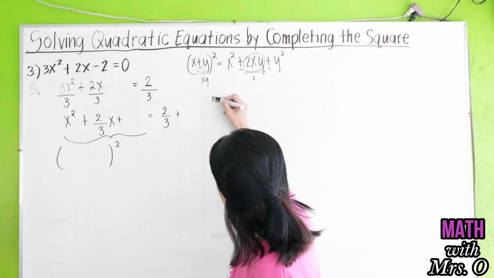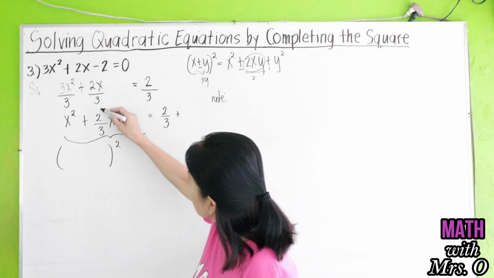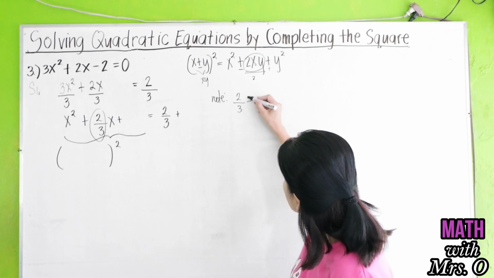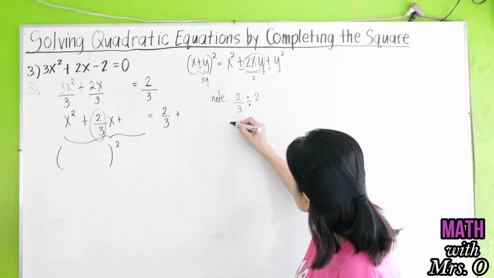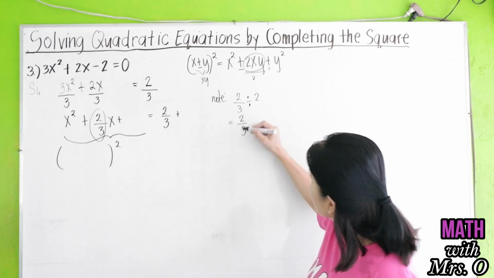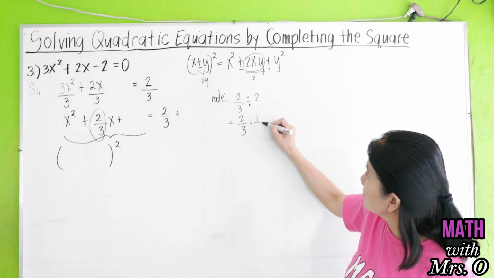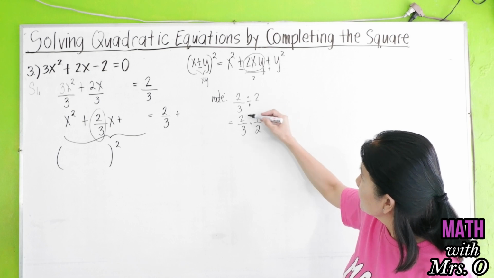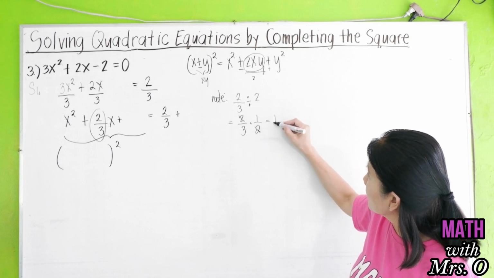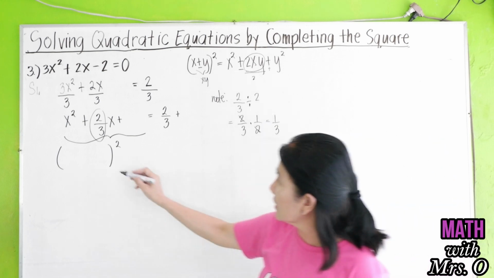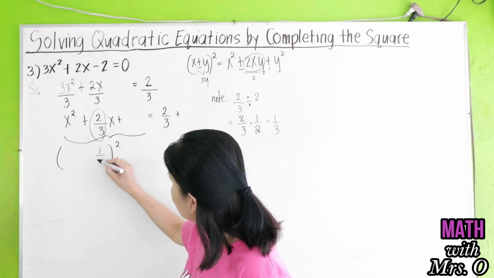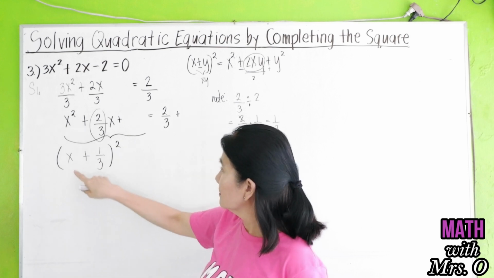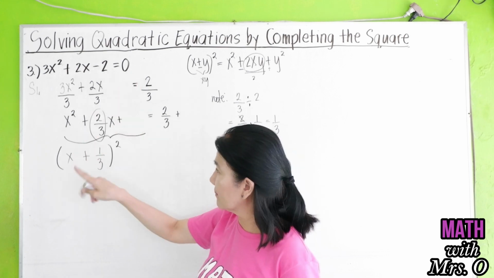So I write a note here, this divided by 2 is the same as 2/3 times the reciprocal of 2, which is 1/3. You copy 1/3 here, there, plus x. Go back, check.